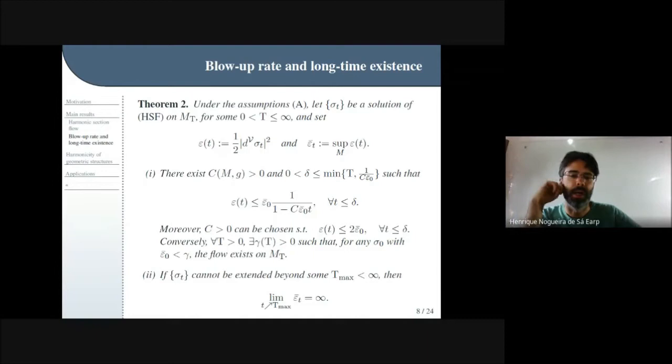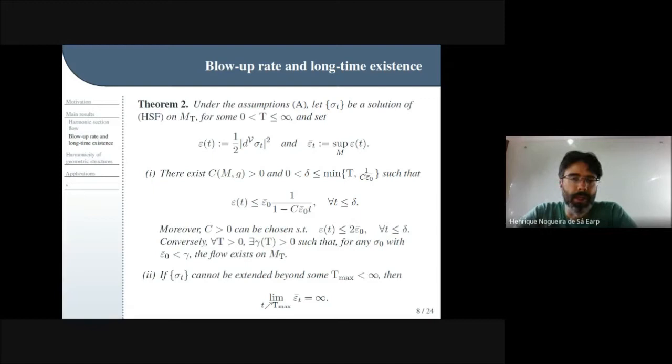Moreover, if the flow fails to be extended, if there's a finite maximum time, then necessarily the energy density blows up along with the solution. Another way of stating this is that if we have uniform control over the energy density, then the flow must exist for all time, at least passing to a subsequence, let's say.